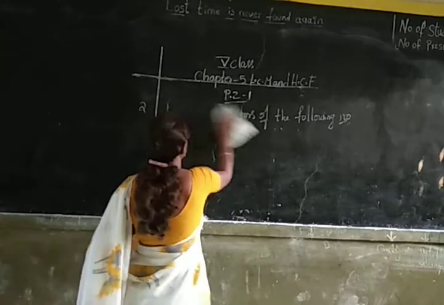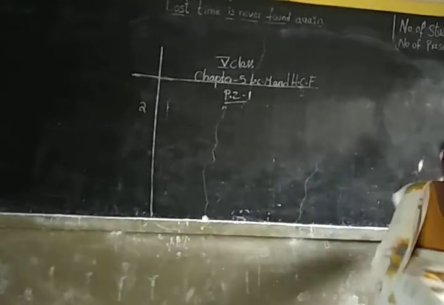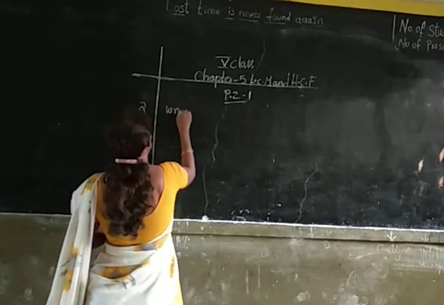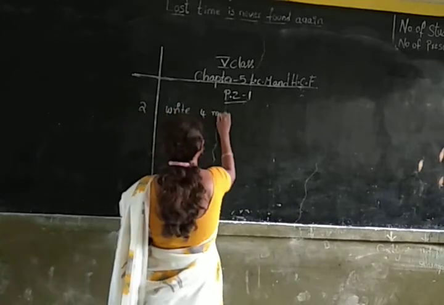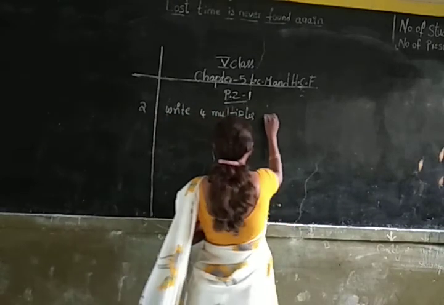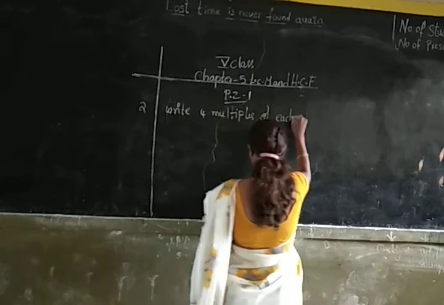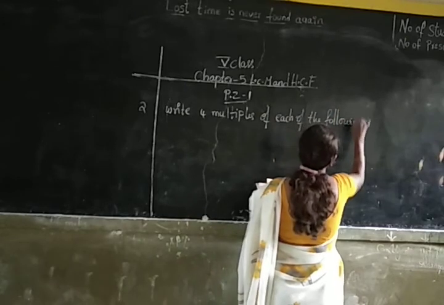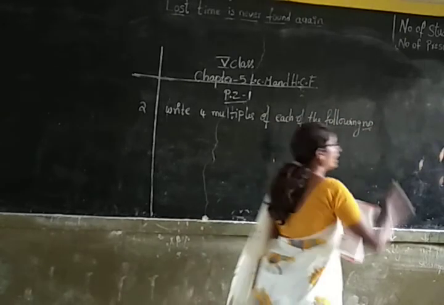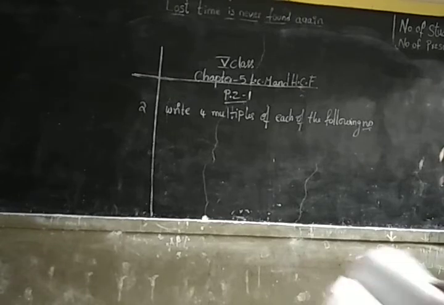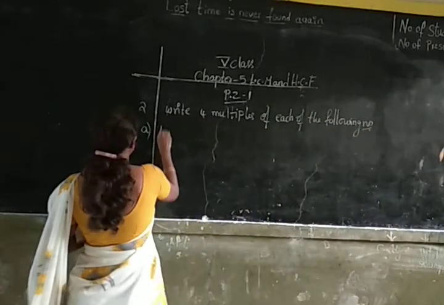The second sum is: write 4 multiples of each of the following numbers. Okay children? So first let us do the first sum, that is 14.